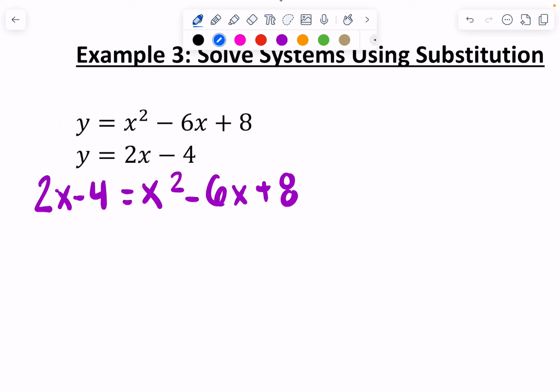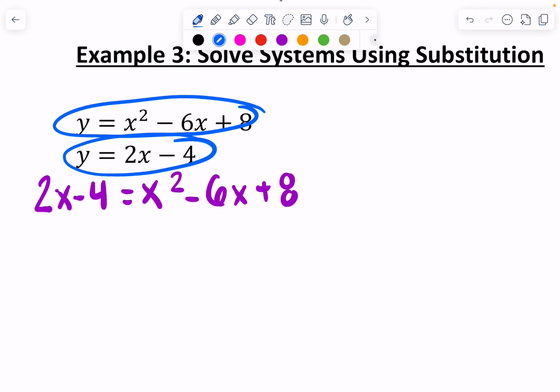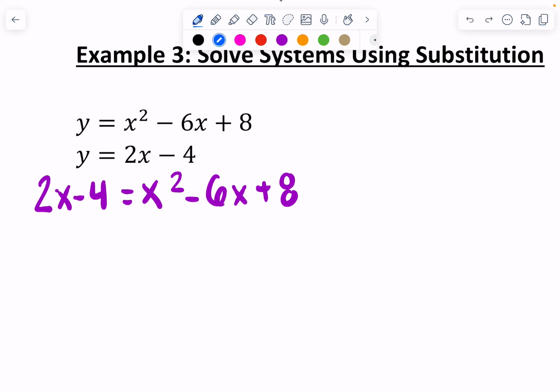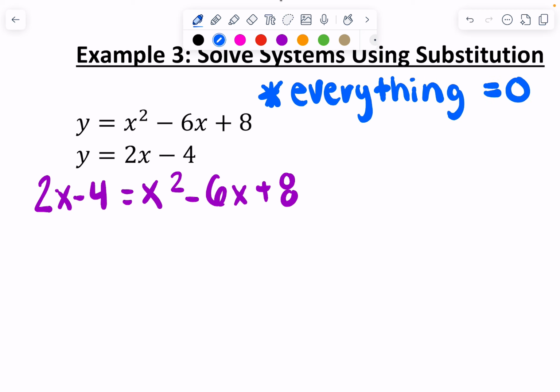By all means, guys, we can go to Desmos and we can graph these and find their intersection points, and I think that that is a stellar way to check your work. But now here's how we do it by hand. Our goal, let's write this down, goal: everything equal to 0. So in other words, we have to get everything on the same side of the equation, and then we want to try to somehow factor. Let's see how that's going to work.